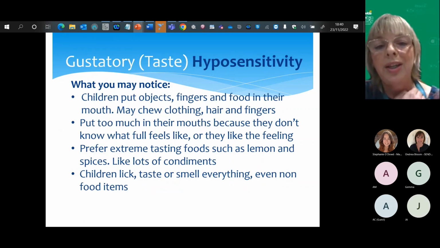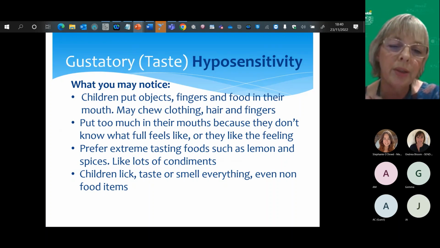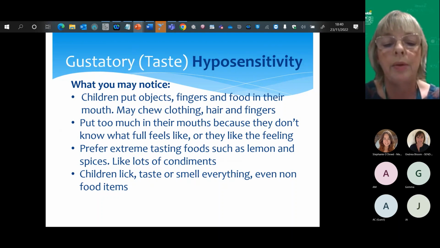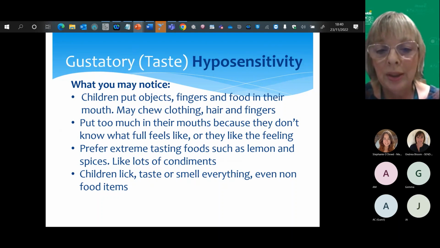A child that's gustatory hyposensitive, taste hyposensitive, will sometimes be prone to something called pica, which is a bit of a nightmare, and some of you may have to deal with that on a daily basis. It's very, very difficult to manage pica, where children eat non-foodstuffs. It's also very dangerous.